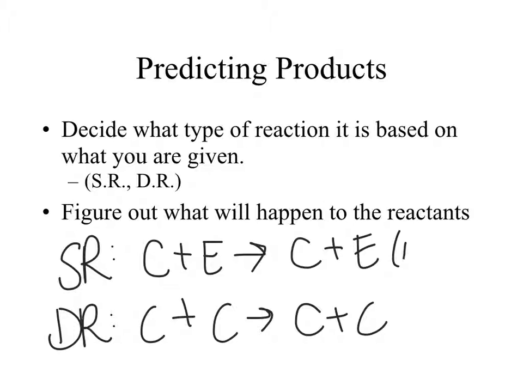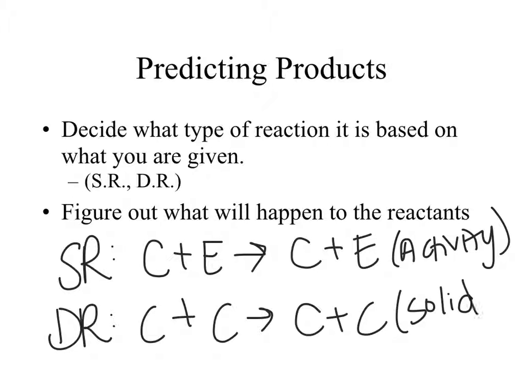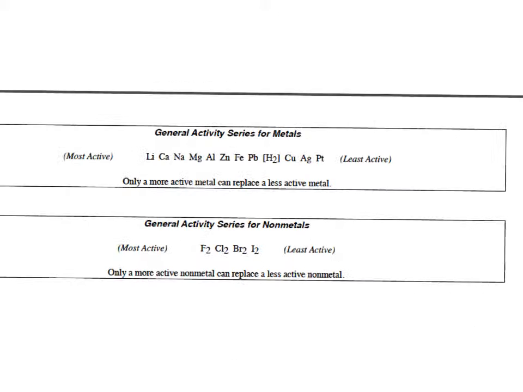Here, you're going to use your activity series and make sure that that metal can kick the other one out. Here we're looking for a precipitate, so we want one of our compounds to be a solid using our solubility chart. So let's look at some practice.